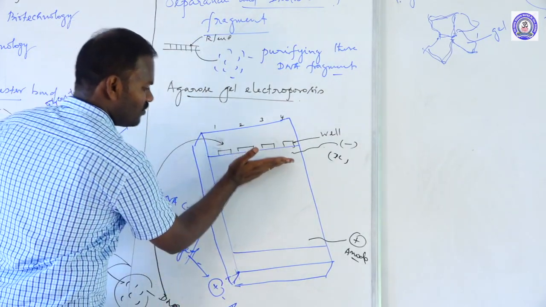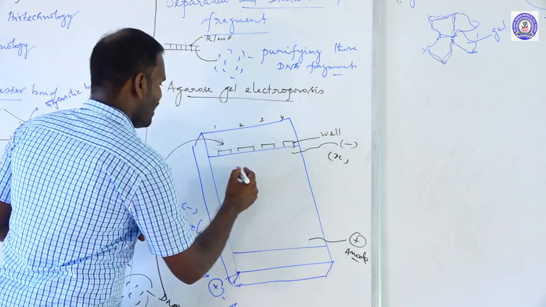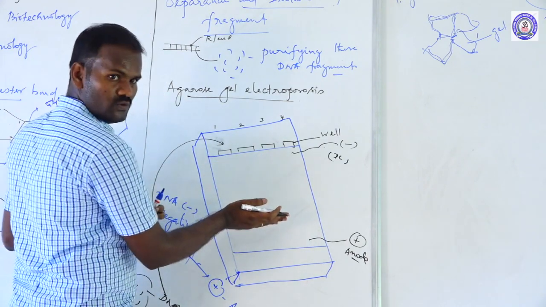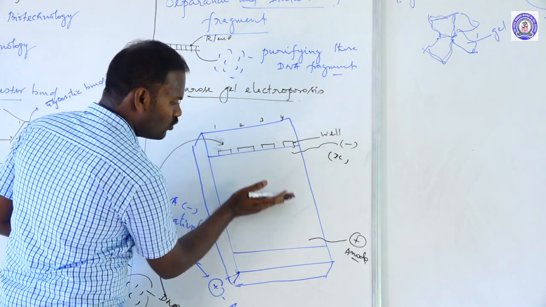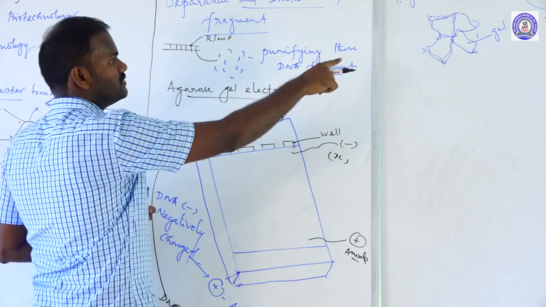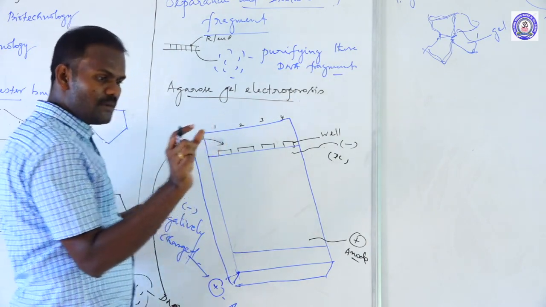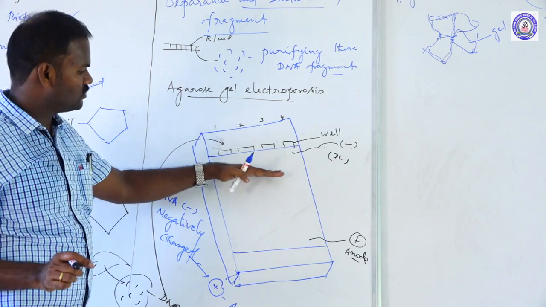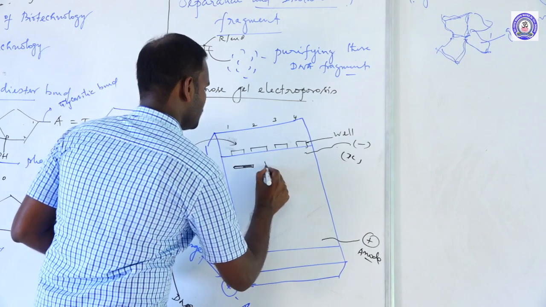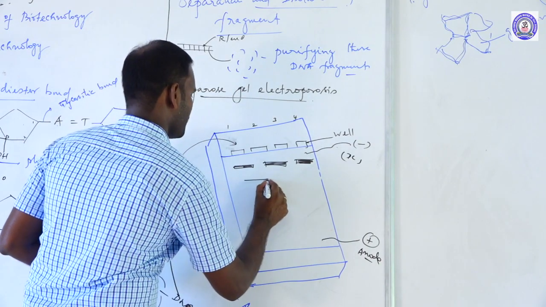So how are these DNA fragments moved? Based on their size. Large DNA particles move slowly, while smaller DNA particles move towards the opposite charge faster through the pores. The pores are created by agar gel. So depending on the size of the pores, the DNA fragments move. Large-size DNA bands move slowly.